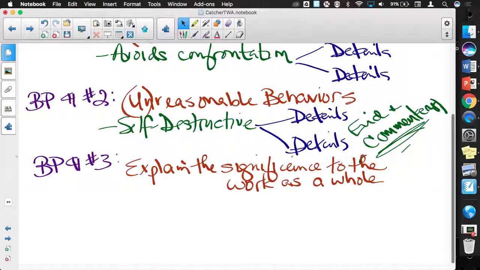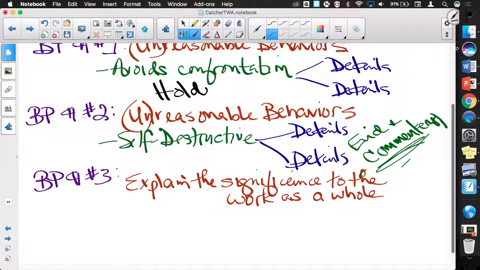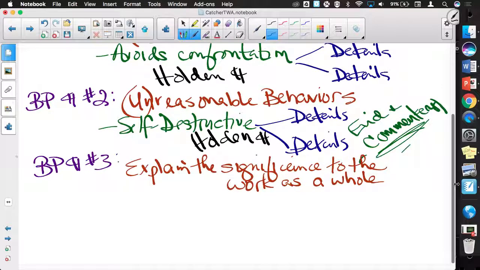What name am I probably going to use the most in body paragraphs 1 and 2? Holden. Okay? Because you're going to be writing about Holden does this, Holden does that. This is a Holden paragraph. This is a Holden paragraph. What name will I probably use the most when it comes to explaining the significance to the meaning of the work as a whole? That's going to be a Salinger paragraph, all right?